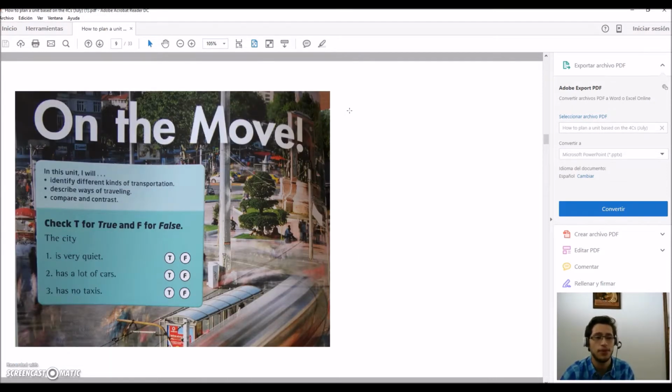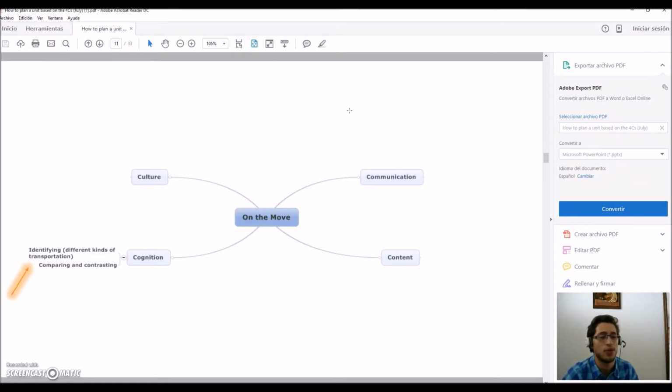In the first page of the book, I saw that students are going to learn how to identify kinds of transportation. Identify is an interesting verb, isn't it? It's very cognitive. It's related to the thinking processes of the students. So what is the appropriate C for identifying? That's right, it's cognition. So I went to the map and I wrote identifying different kinds of transportation in the category cognition. But that's not the end.